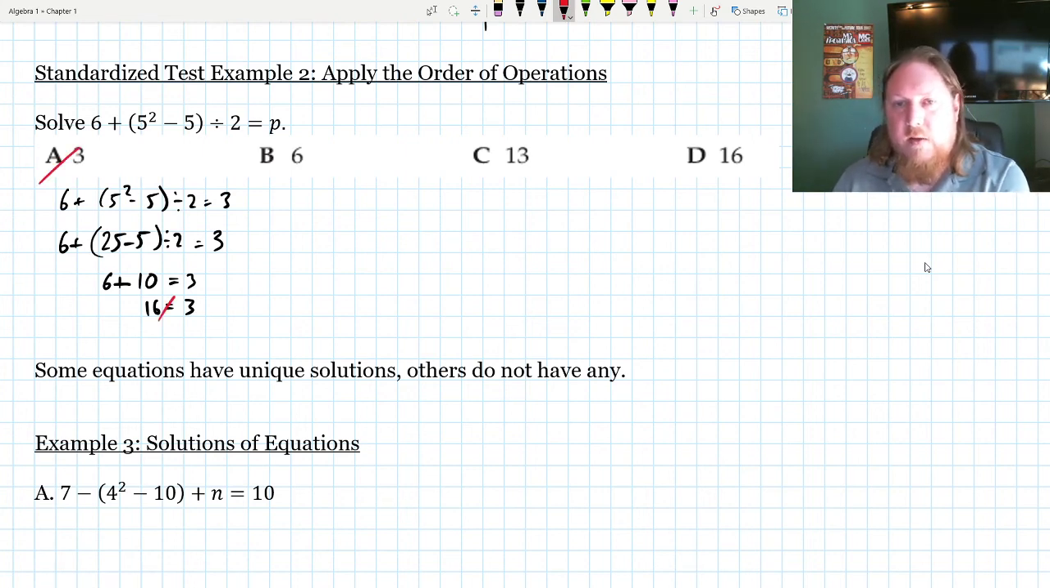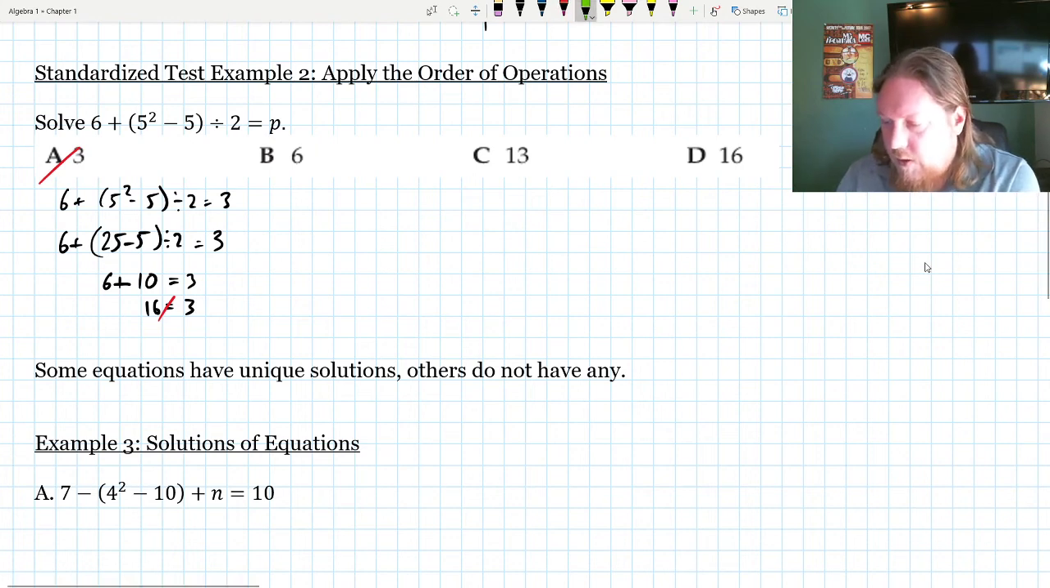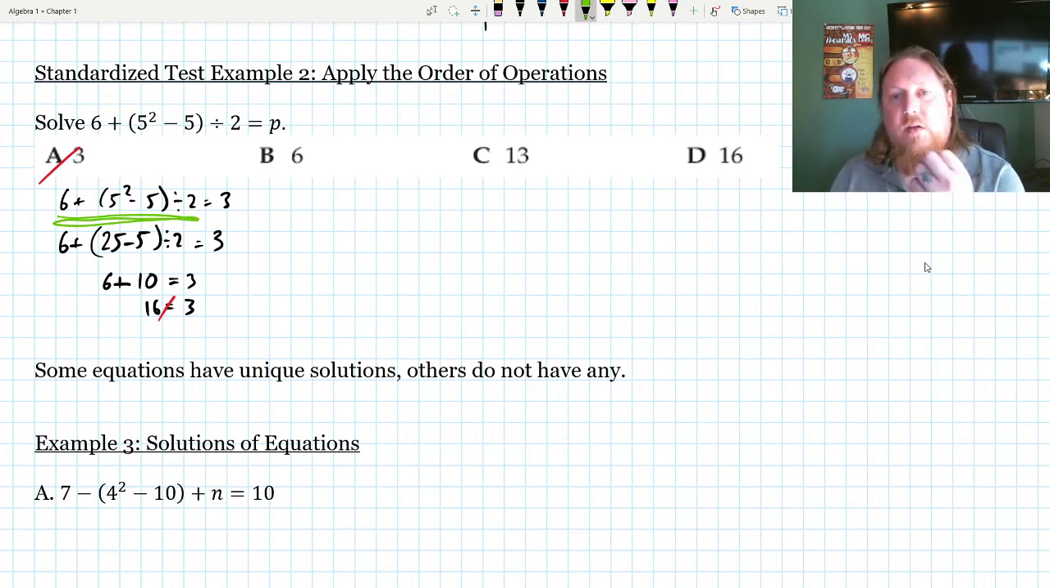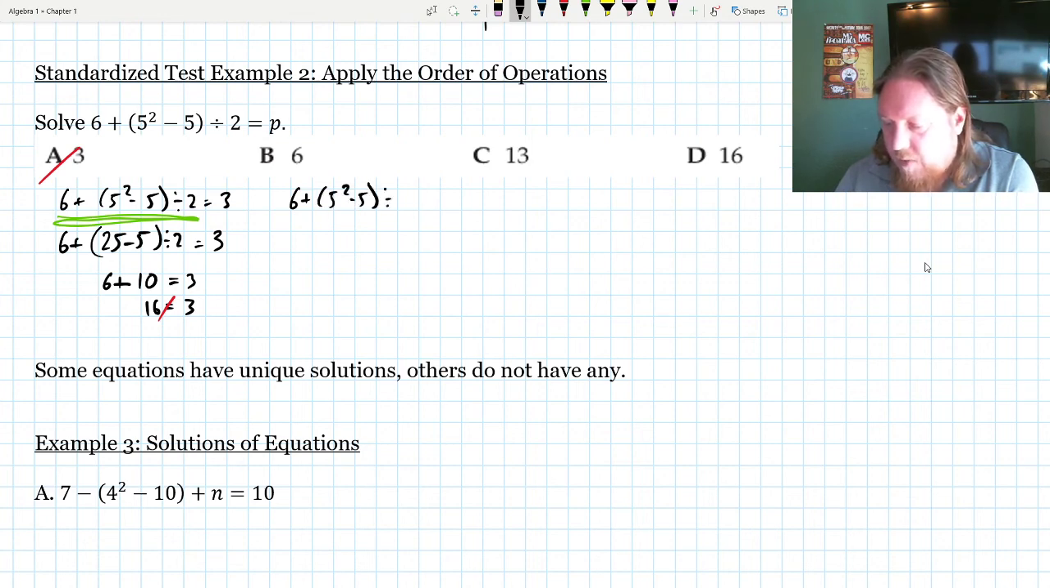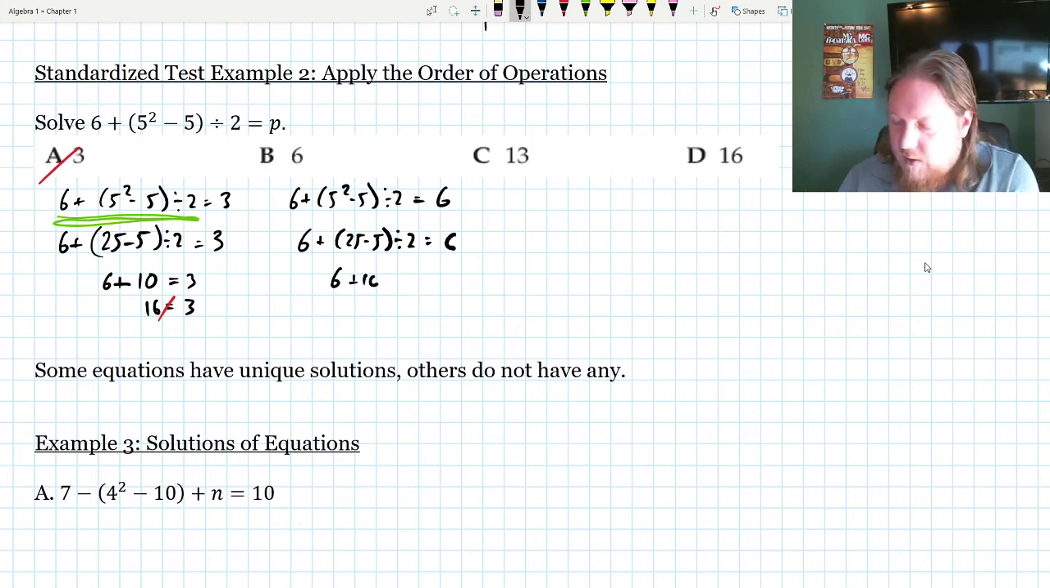Now, one nice thing here is I notice that all of this stuff on the left-hand side does not have a variable in it. So when I do this again on the next problem, 6 plus 5 squared minus 5, divided by 2 equals 6, I get the same stuff. 6 plus 25 minus 5, divided by 2 equals 6. Then I get 6. 25 minus 5 is 20 again, divided by 2 again. I get 10, and I get 6. 16 does not equal 6 either.